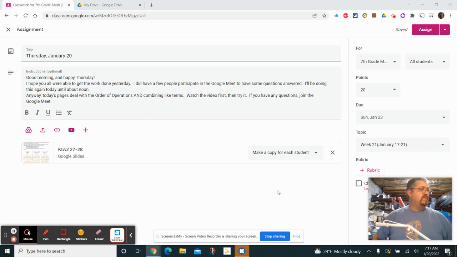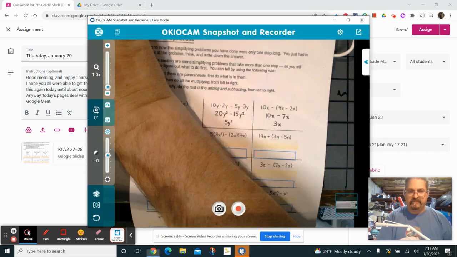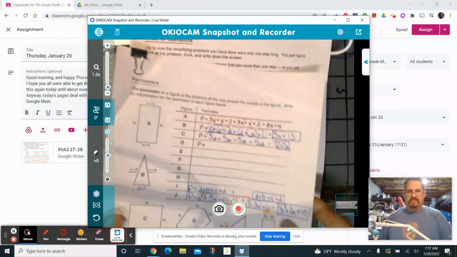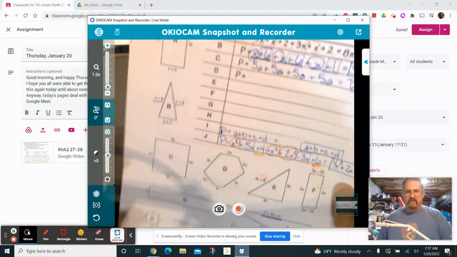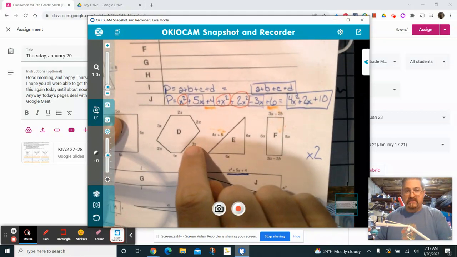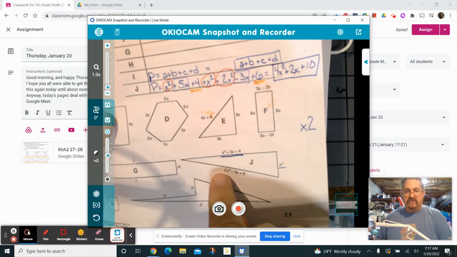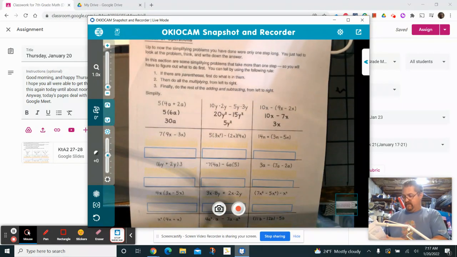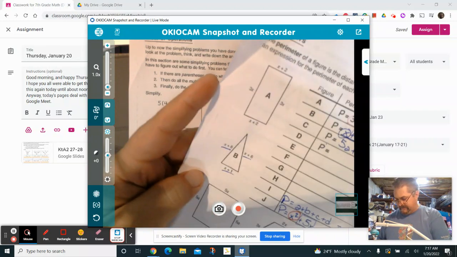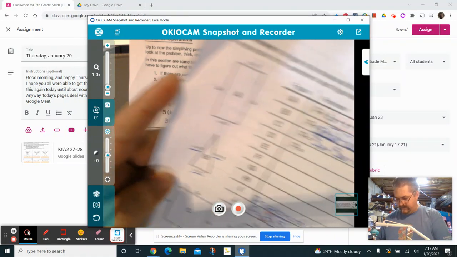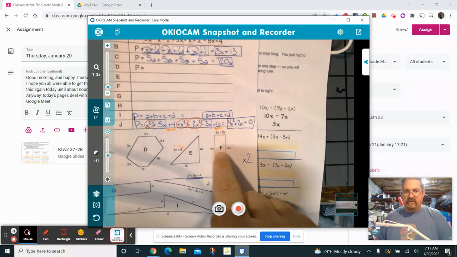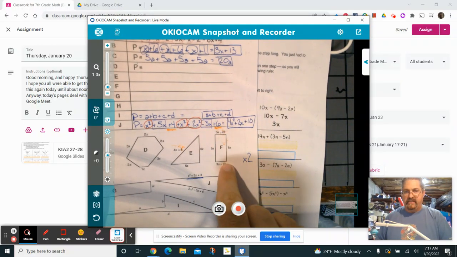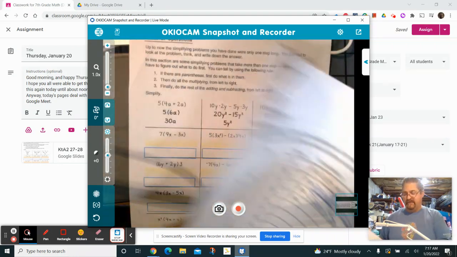So yesterday we did some combining like terms. We could only combine our x terms together. Our x squareds only went with x squareds, our x's only went with x's. And we had something else. Oh, that's right. Our A's could only combine with A's, and our B's could only combine with B's. So we can't mix those two together, right?